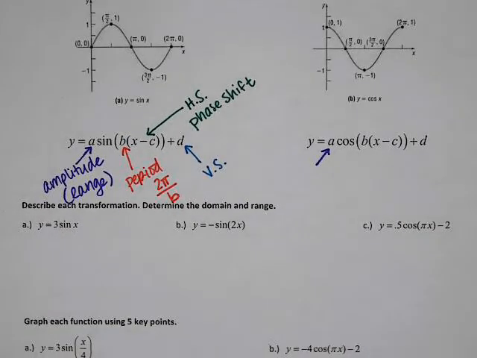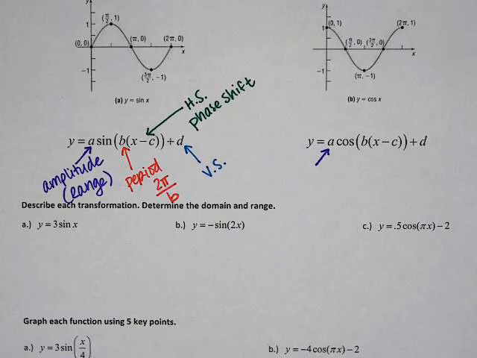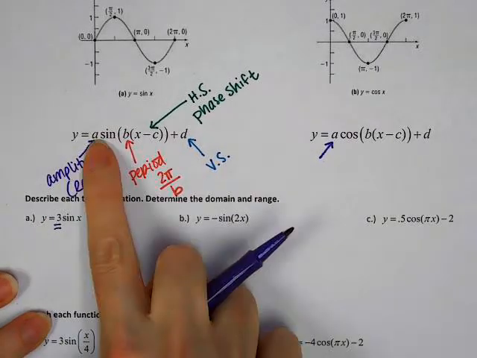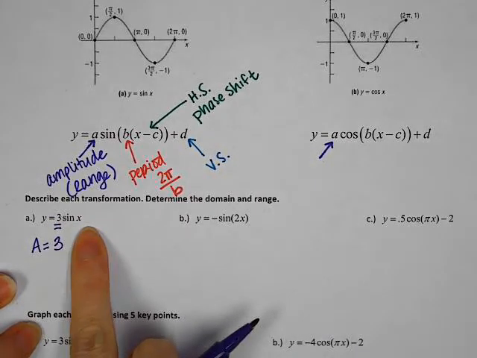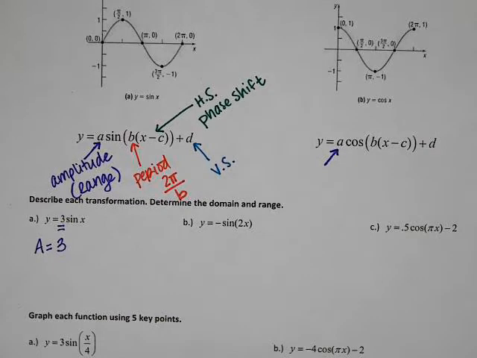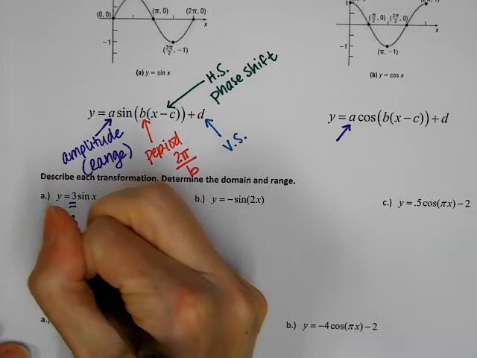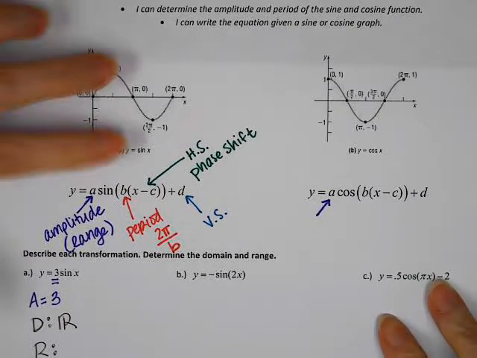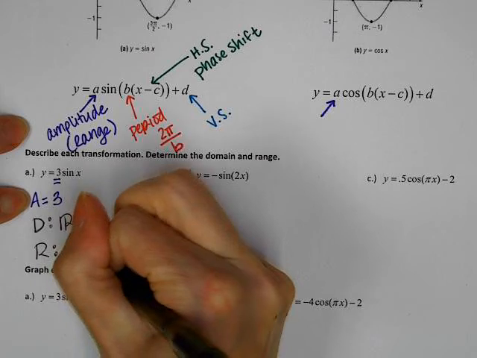So on A, B, and C here, we want you to describe the transformation, so any changes that are happening, and then also determine the domain and the range. Okay, so letter A. First of all, if you see any number out front, that is the amplitude. So we're going to say the amplitude has changed to 3. I don't see any other changes, so that's the only transformation. And then we need to do domain and range. Domain for any sine or cosine graph is all reals. The range is usually -1 to 1, but if the amplitude changed to 3, now the range is -3 to 3.